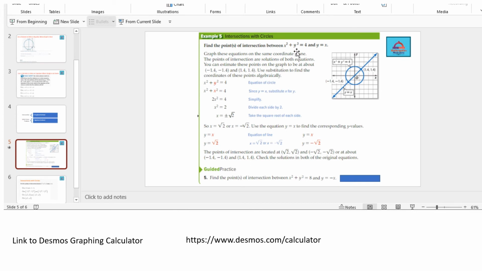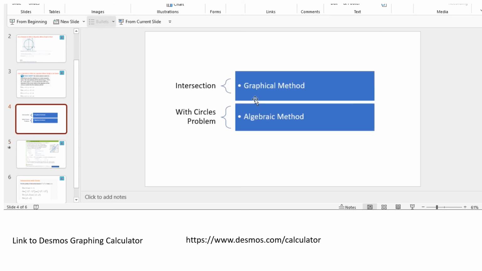Okay, so the first equation that we will be graphing here is the equation of the circle x squared plus y squared equals 4, and then we have to see what are the points of intersection of this circle with the line y equals x. So first I'm showing you the graphical method for finding the intersection point.